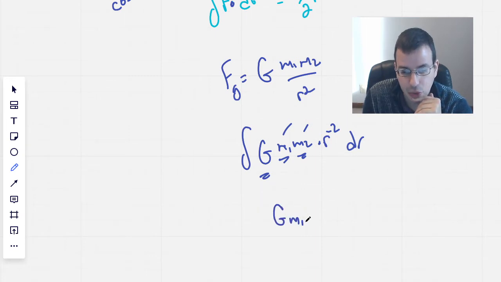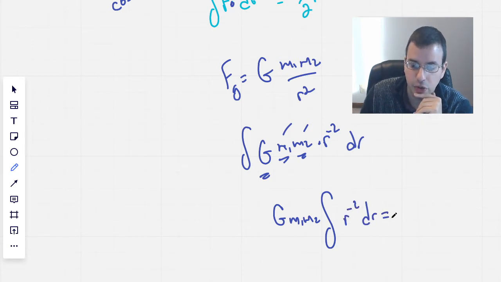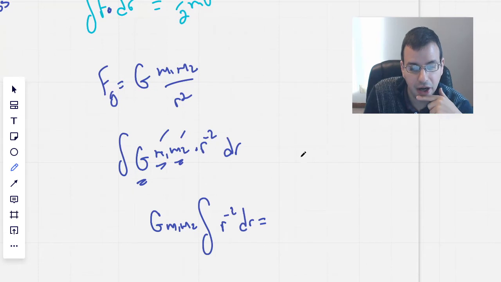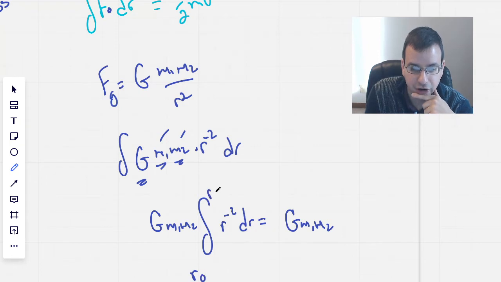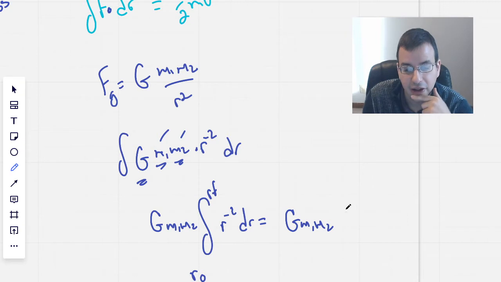So G, mass 1, mass 2, integral, r to the negative 2 dr, like so. Now we do the power rule on r to the negative 2, G m1 m2. And this will be from R initial to R final, so before the satellite falls in to after the satellite falls in.